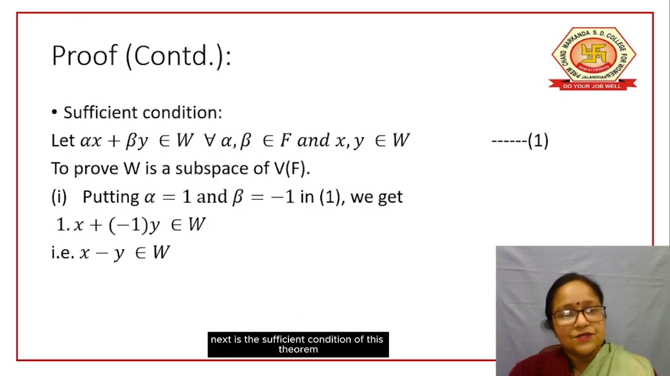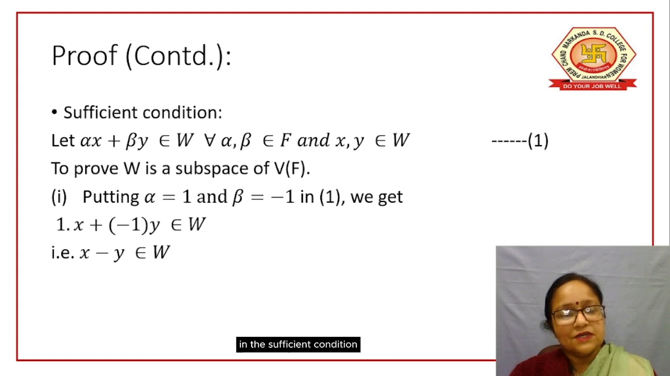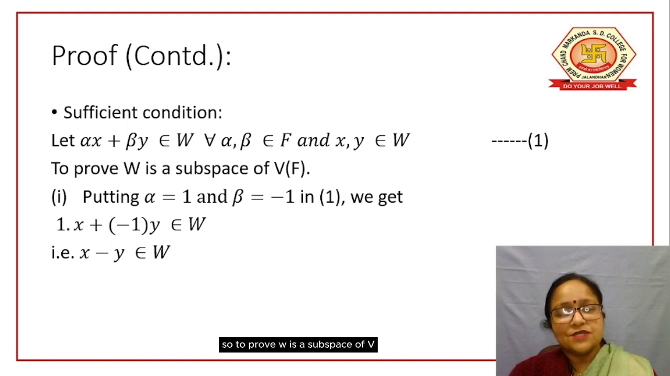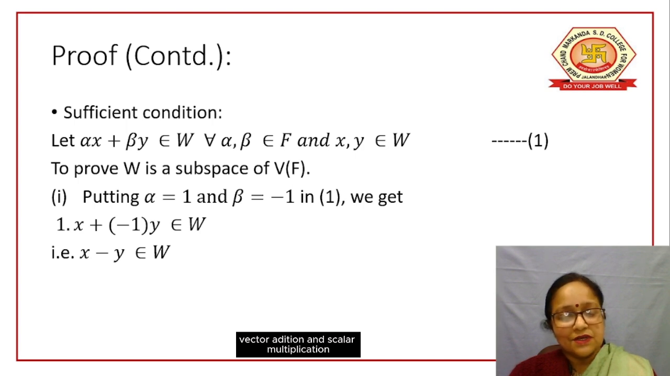Next is the sufficient condition of this theorem. In the sufficient condition we will take alpha x plus beta y belongs to W for every alpha, beta belonging to F and x, y belonging to W, and we will prove that W is a subspace of V. To prove W is a subspace of V, we will prove that W is closed under vector addition and scalar multiplication. Firstly we will show that W is closed under vector addition.